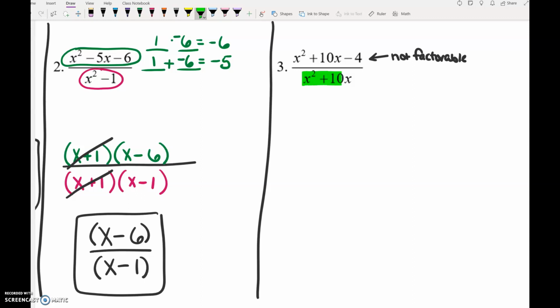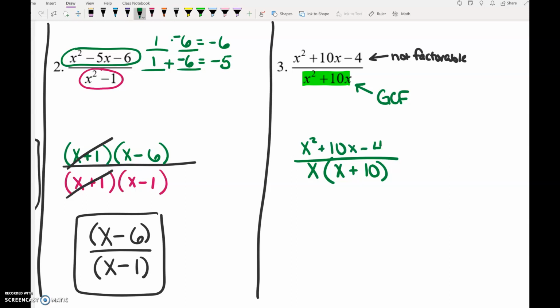The one thing that we could do, this can be factored using greatest common factor. Do you remember greatest common factor? What do x squared and 10x have in common? X. X squared, pull an x out, you're left with x. 10x, pull the x out, you're left with 10. So the bottom of that thing could be factored into x times the quantity x plus 10, but we still can't cross anything out. So this is as simplified as this one gets.